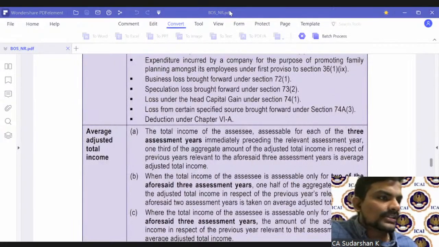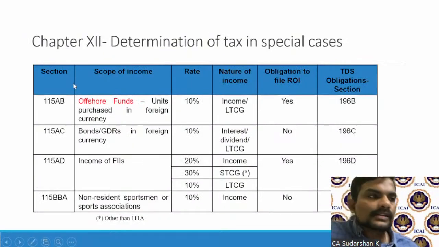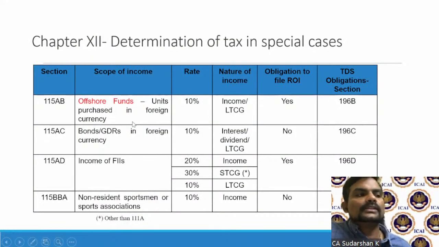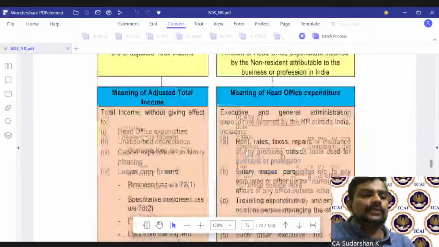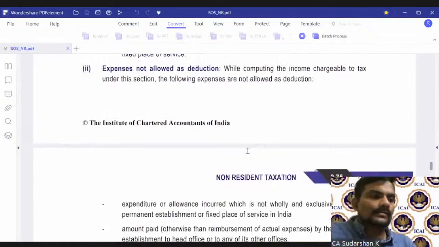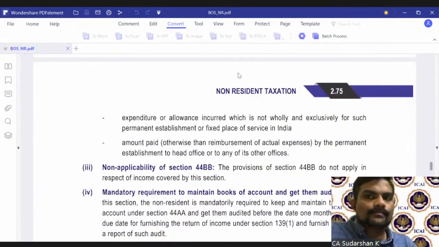Nevertheless, I will go to the first one in the table in front of you, offshore funds. So for any non-resident offshore funds, the taxable rate is 10%. So what is an offshore fund, and for whom is it applicable? You will have all these things. You can have a look at it. It will probably help you out.